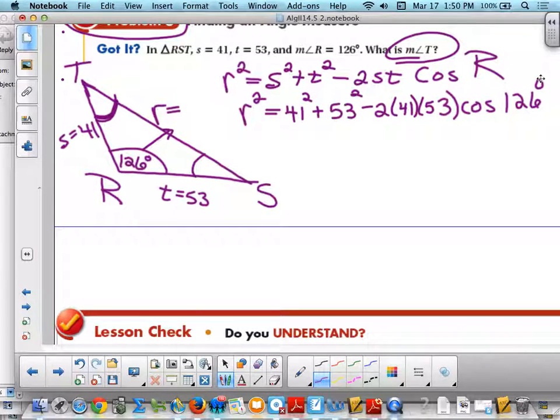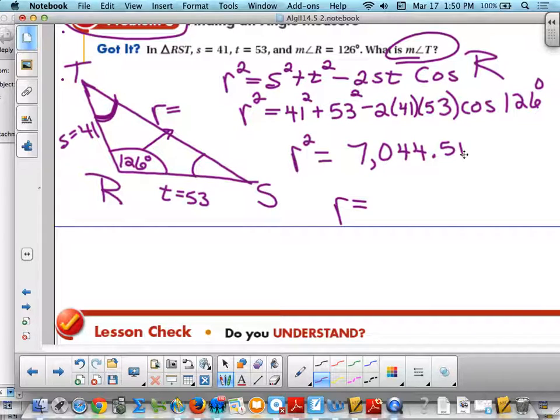This is what I was trying to tell you: your calculator is able to handle this. Just type it all in. Tell me what R squared equals. And then we'll get R last. R squared comes out to about 7,044.514. So you've got that big number.